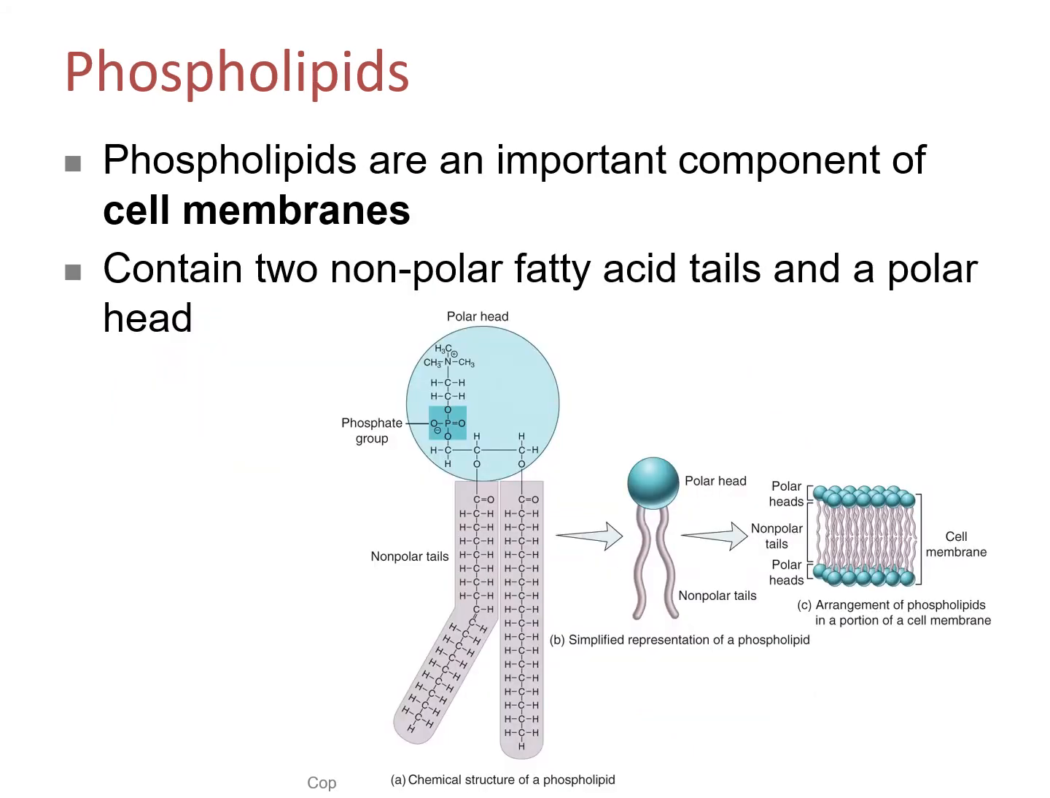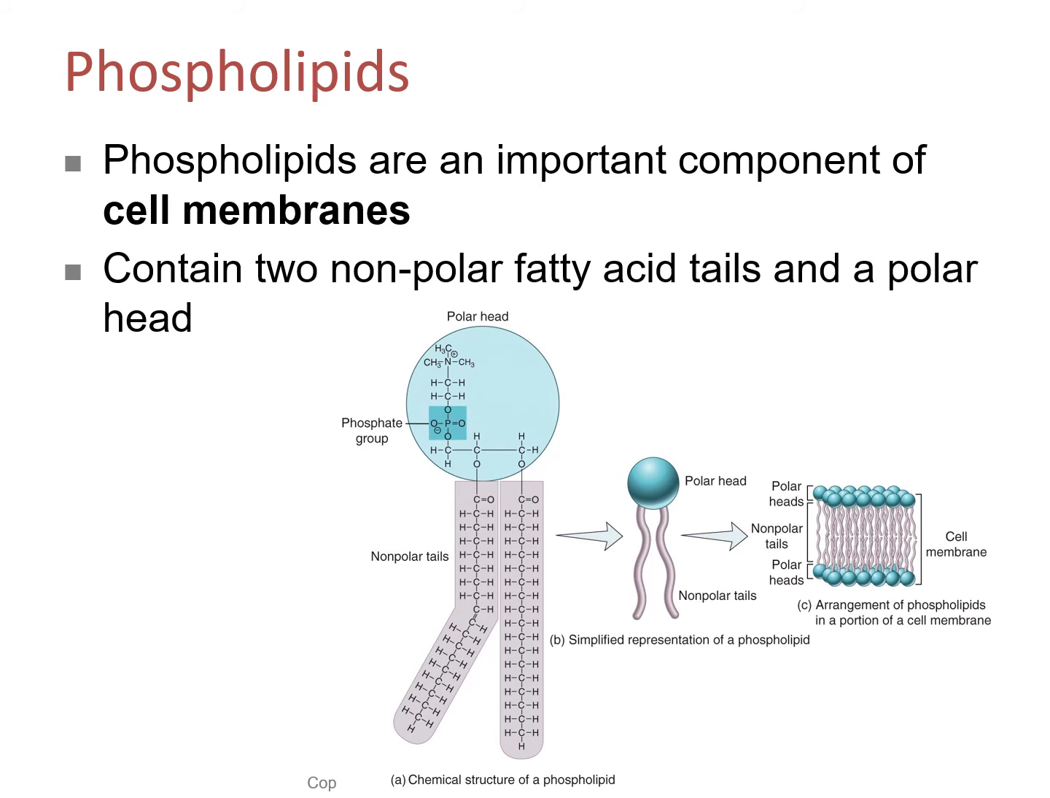Phospholipids are the second group of lipids. Phospholipids are an important component of cell membranes, and that's because of their unique properties. Phospholipids have a similar structure to triglycerides in that there is a 3-carbon glycerol backbone to which is attached 2 fatty acid tails. But the 3rd carbon is attached to a phosphate group.